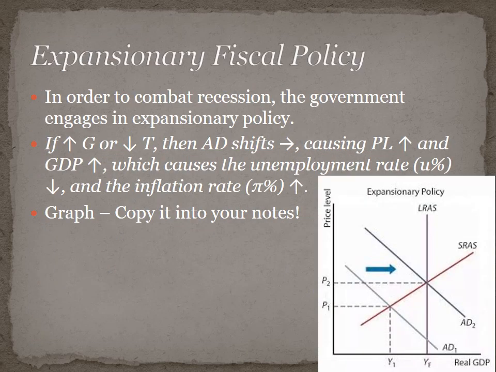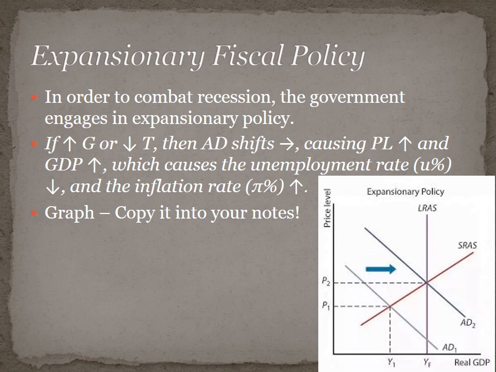Okay, so expansionary fiscal policy. In order to combat a recession, the government would do an expansionary fiscal policy in order to try to increase real GDP and decrease unemployment. Okay, so remember, real GDP and unemployment are inversely related. As the companies are producing more, they need more workers, right? And that's one of the problems with a recession: lots of people are out of work because the companies aren't producing as much as normal.